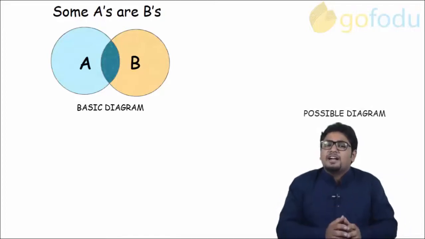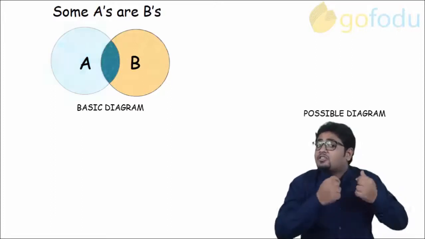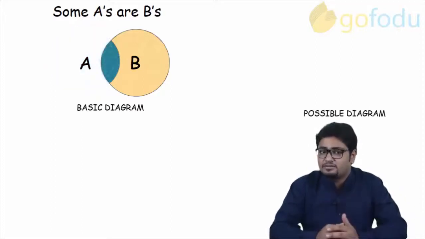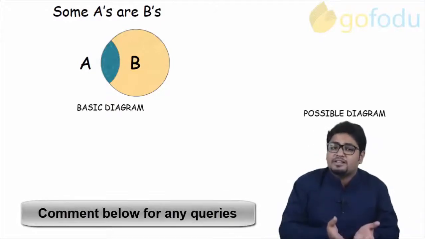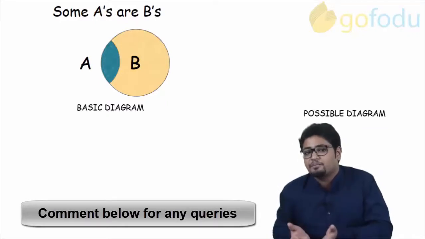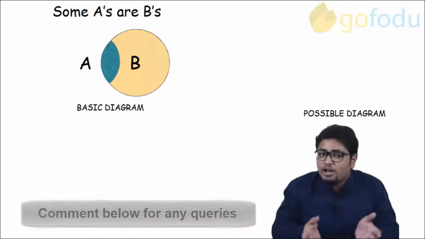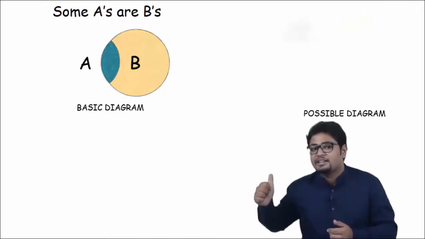Now, suppose that there are no elements in only A, or say that region does not exist. So, it can be clearly seen that all the elements that are there in A will definitely be in B as well. That means all A's are B's. So, the possible diagram will be like this.